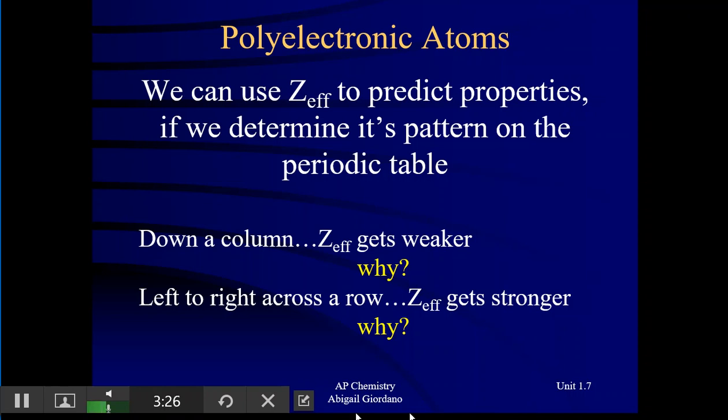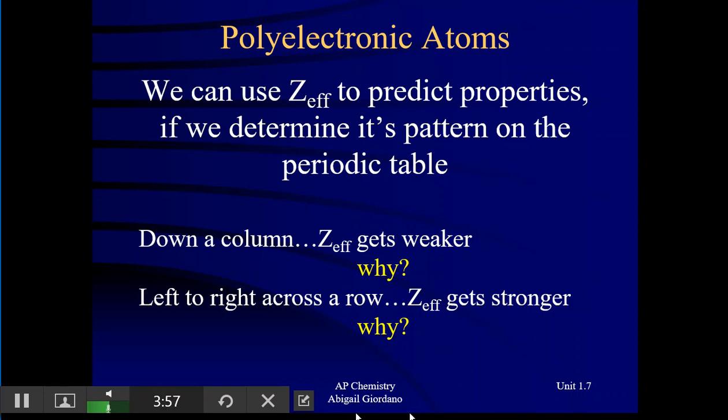Every time I move down a column, these atoms are gaining one more energy level. Okay, so the valence electrons are further and further away from the nucleus. The further away they are, let's think Coulomb's law. We talked about that last time. The greater that distance is, the weaker the force of attraction.